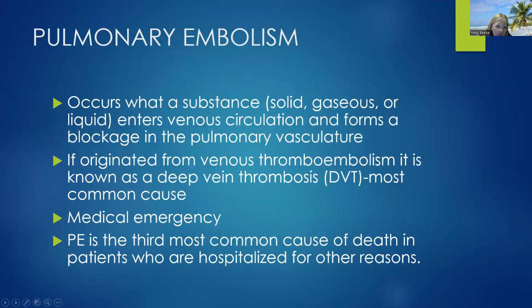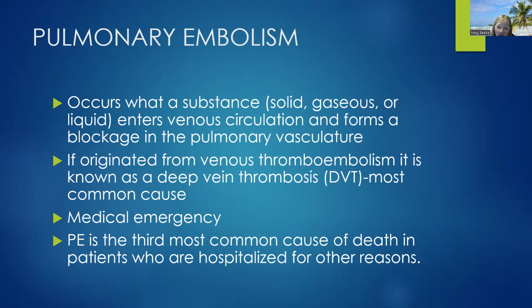All right, let's look at pulmonary embolisms. These occur when a substance such as a solid, gas, or liquid enters the venous circulation and forms a blockage in the pulmonary vasculature. If originated from a venous thromboembolism or a DVT, a deep vein thrombosis, those are the most common reasons that a patient has a pulmonary embolism, more so than a solid or a gas. Well, I guess it is solid, but more so than the gaseous type.